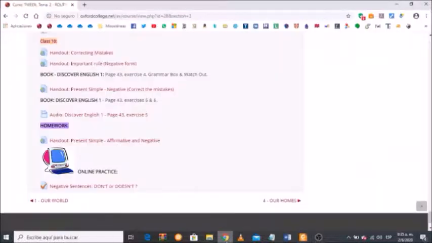Now, let's go to the virtual classroom again. So, for homework, you'll have to do this handout called Present Simple, Affirmative and Negative. And you'll have to do online practice. Okay, negative sentences, don't o doesn't. Entonces, de tarea van a llevar un handout y un online practice para practicar armar oraciones negativas. Okay, ahora sí, seguimos la clase por Zoom.